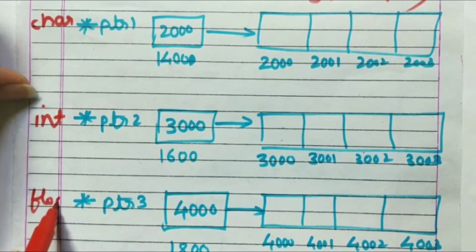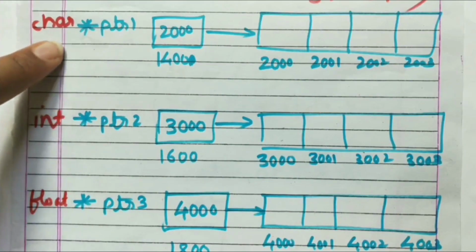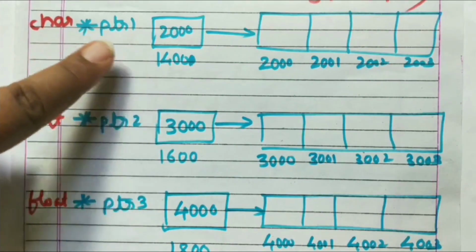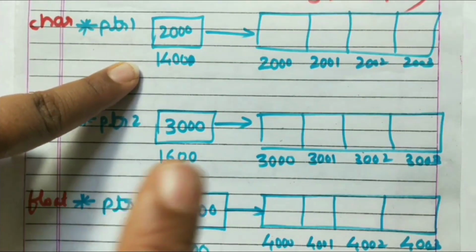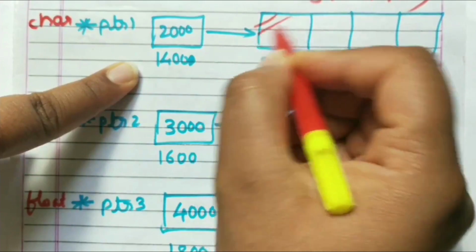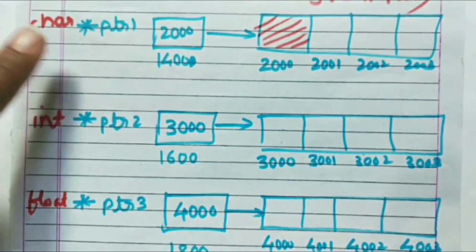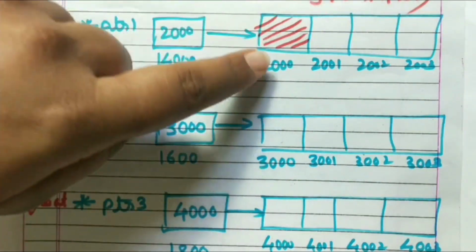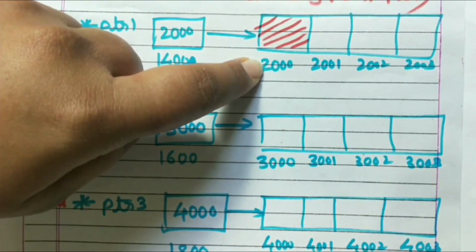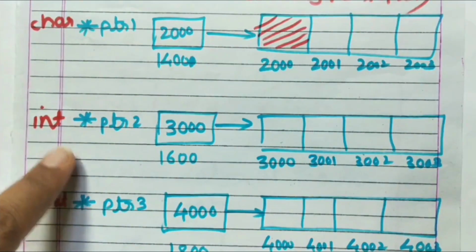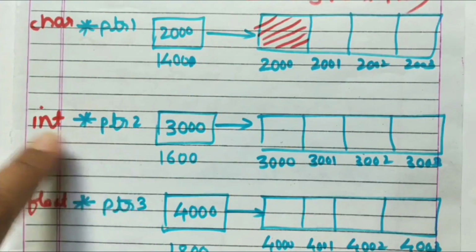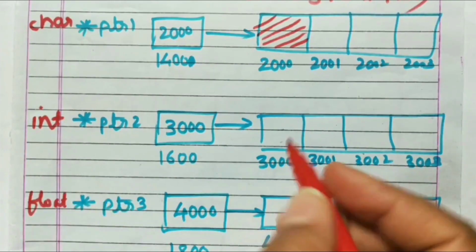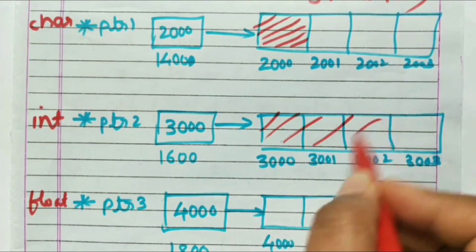That's why the first pointer variable I have taken as a character pointer. Now the compiler knows that it has to access only 1 byte of data, so at the time of dereferencing this pointer variable, it will print only that 1 byte. Next is an integer pointer, so now the compiler knows that it has to dereference 4 bytes of data. So this whole memory will be accessed.